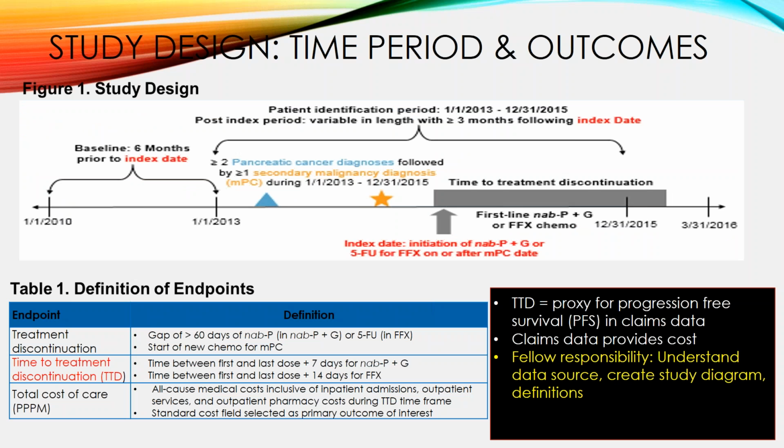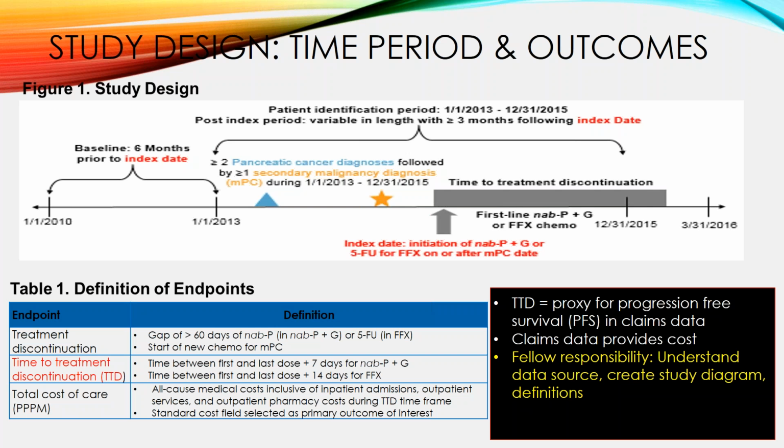So looking at the study time period and outcomes, the first figure is the study design, so we'll take a look at it from left to right. Starting in 2010 and going to 2013, this is our baseline period, which is defined as 6 months prior to our index. And if you look at the index date, highlighted in red, it's initiation of one of our treatments. I won't go into great detail of the study design, but this gives you a sense of what time period we're looking at patients, when we are enrolling patients, and what it is we're actually assessing.